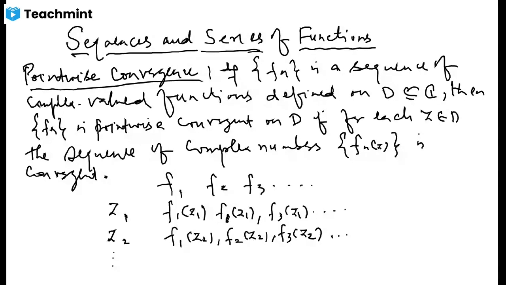So pointwise convergence means that for each Z, you get a sequence of these numbers. The sequence has to be convergent. This other sequence also has to be convergent. Every such sequence of complex numbers corresponding to every Z in D needs to be convergent. Then we say that this sequence is a pointwise convergent sequence.